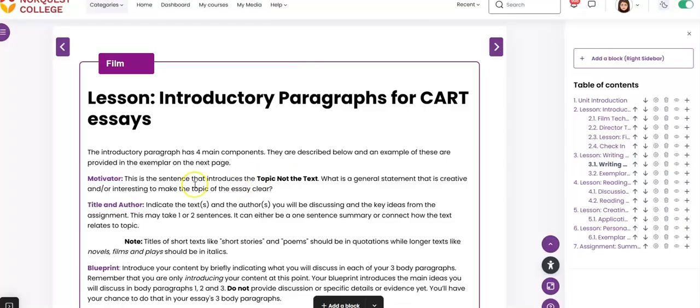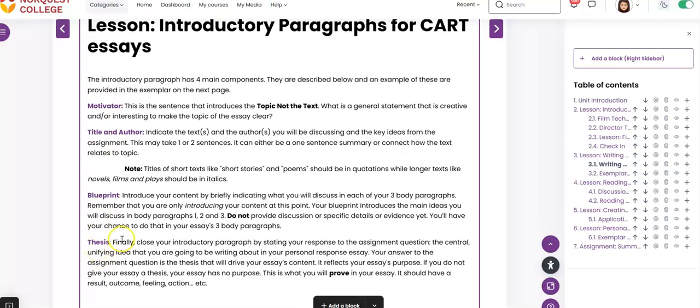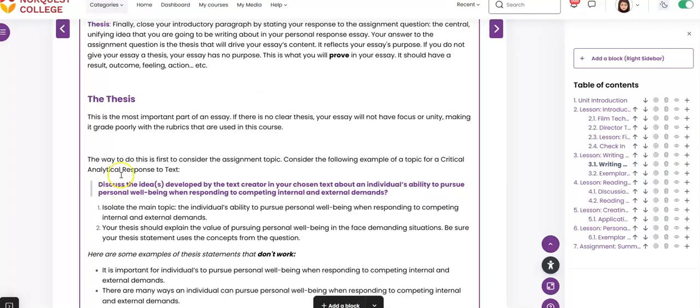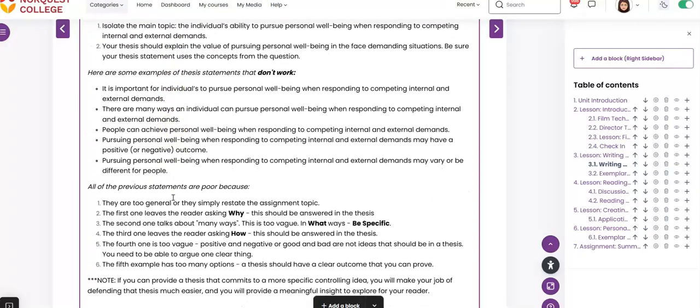So this page here is talking about what's all involved in an introductory paragraph. You'll notice there are 4 components listed here. Really take your time to go through that. You'll pay attention that there's a whole section on a thesis here. So again, we want to make sure we're really clear on what a good thesis or a poor thesis is, because the thesis is the most important part of an essay. If we don't have a good thesis, we likely do not have a good essay.